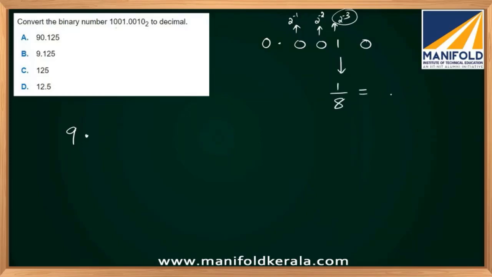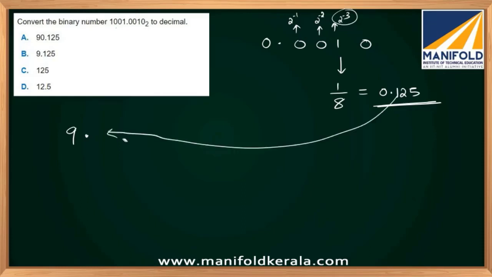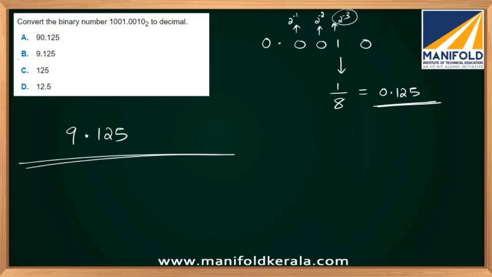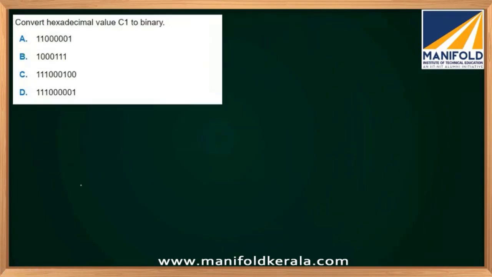And do you know what 1 by 8 is? It is 0.125. Now club this with 9. So what is your answer? It is 9.125. So your answer will be B, right? Is this one clear? Yes, ma'am. Okay.